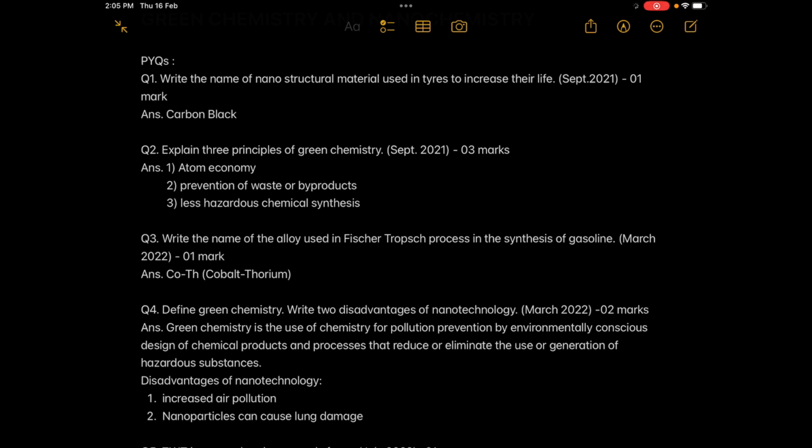Write the name of the nanostructural material used in tires to increase their life. This has occurred in September 2021, 1 mark question, the answer for which is carbon black.